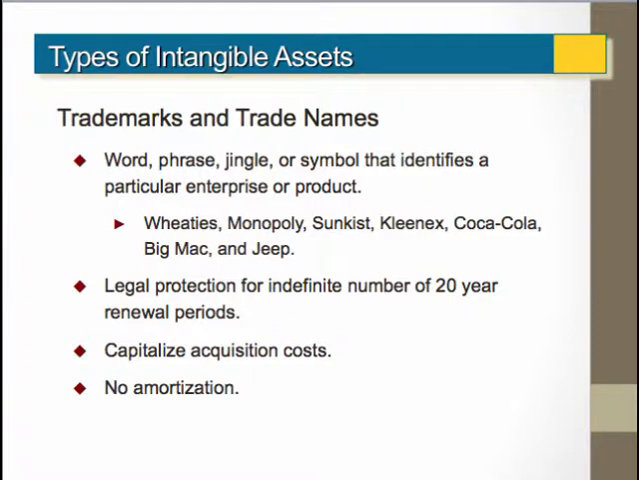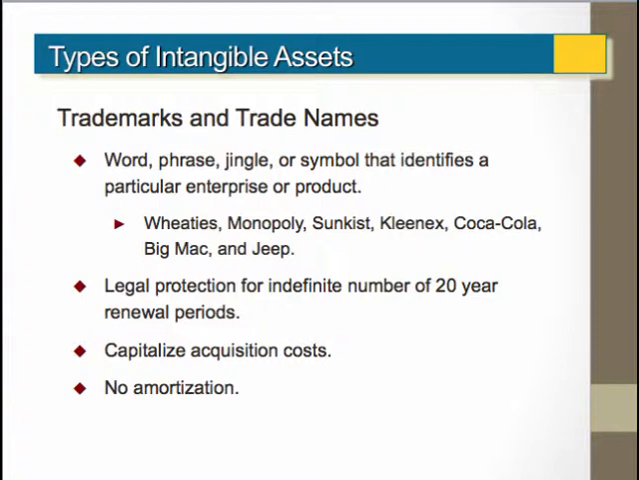Another intangible asset are trademarks and trade names. They can be a word, phrase, jingle, symbol, or even a concept that identifies a particular company or product. So when you see terms like McDonald's, or you see a game like Monopoly, or you see a car company such as Ford, all of those names are covered by trademarks.